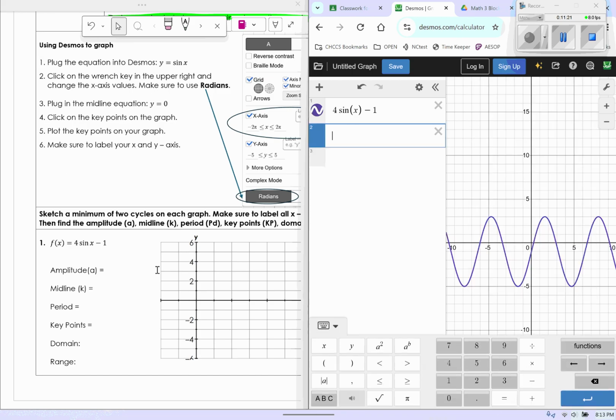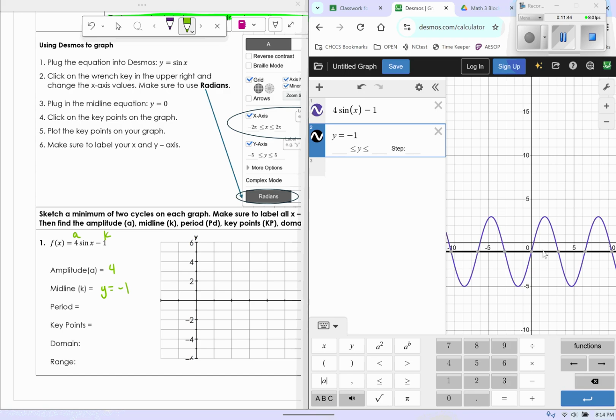In this case, we have to find the midline. So this is A, and this is our K. The amplitude is the absolute value of A, which is 4, and the midline is y equals k, so negative 1. So on here, we're going to write y equals negative 1, because that gives me the midline graph.